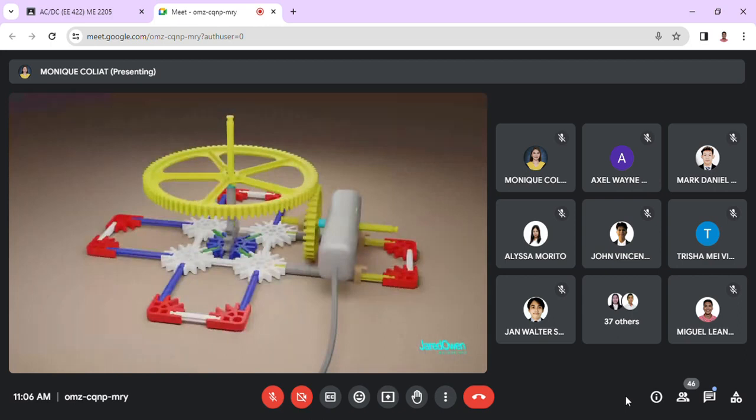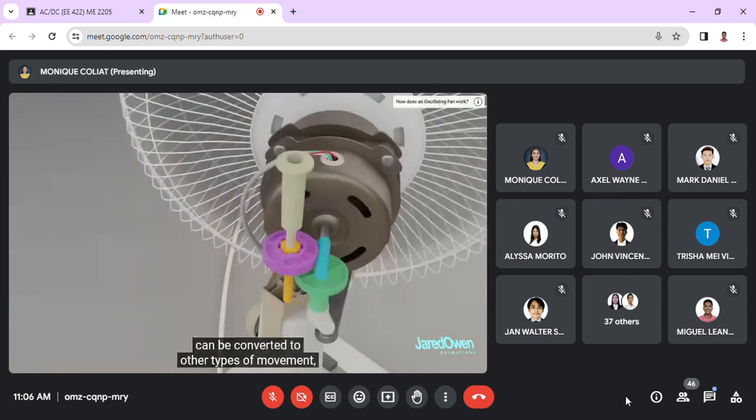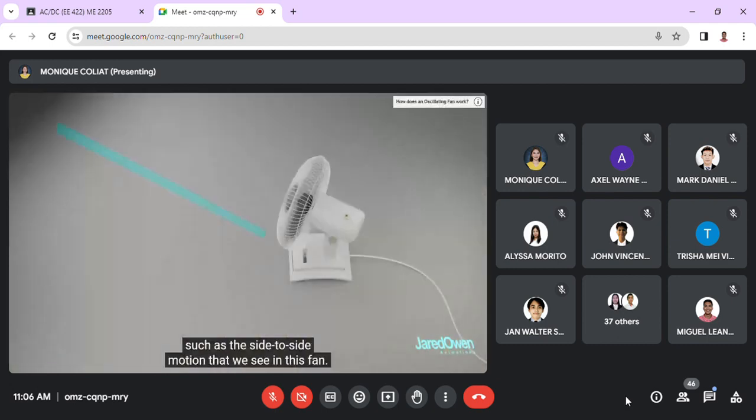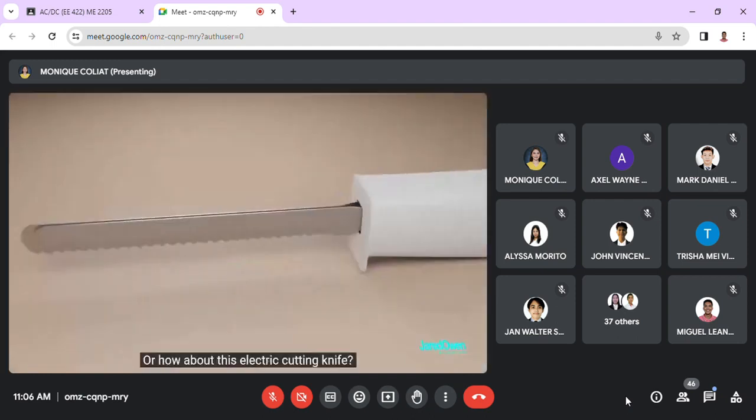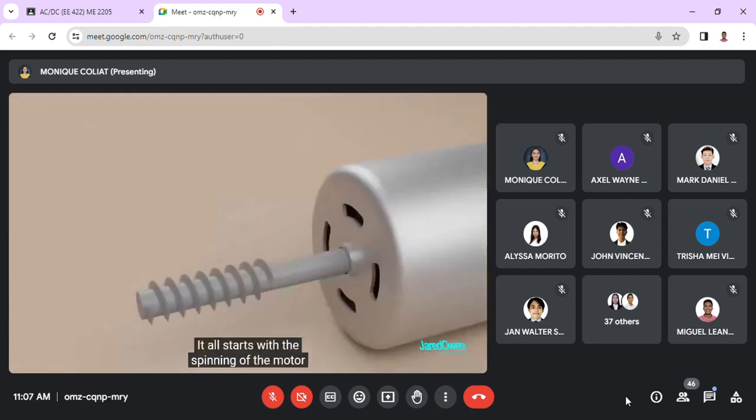The spinning of the motor can be converted to other types of movement, such as the side-to-side motion that we see in this fan. Or how about this electric cutting knife? Each blade is going back and forth. It all starts with the spinning of the motor to turn a gear, which then pushes these two pieces back and forth.